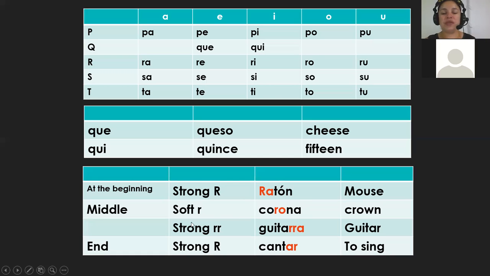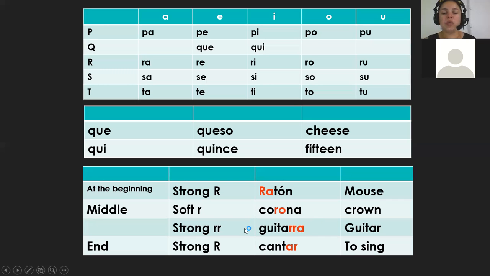The soft R. If you notice, the soft R is in the middle of the words. They are not at the beginning and they are not at the end. And the pronunciation is corona. Corona in English is crown.